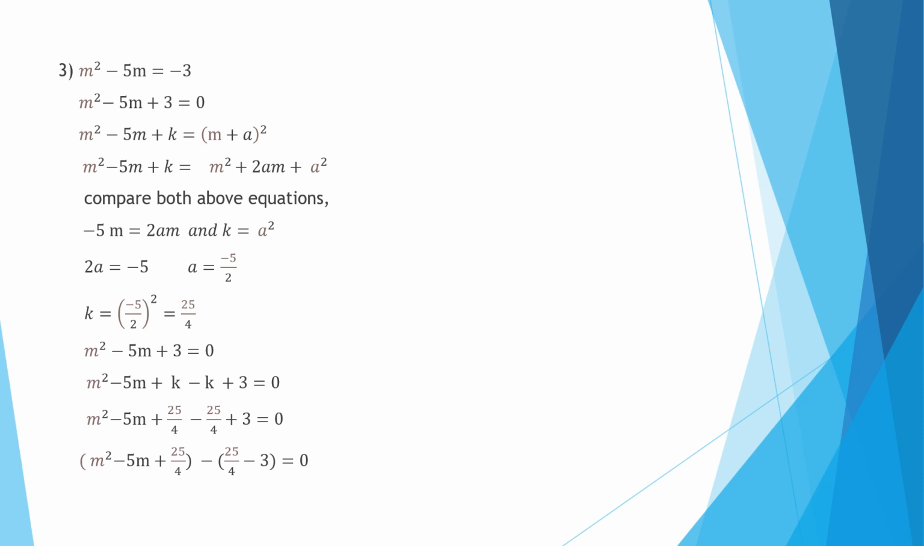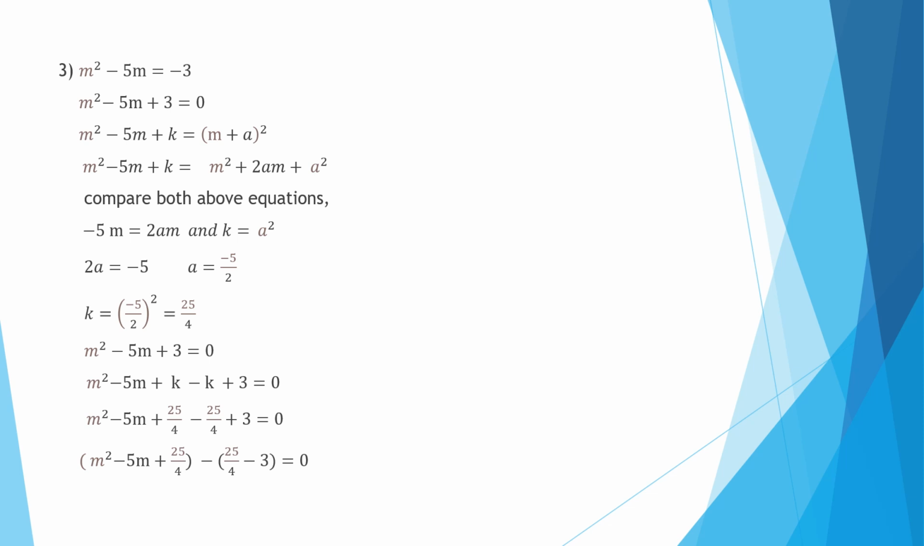So we solve this bracket: (m + a)² is equal to m² plus 2am plus a². Here we apply the formula (a + b)² is equal to a² plus 2ab plus b². So here we write (m + a)² is equal to m² plus 2am plus a². Then we compare both the equations. After comparing we get minus 5m is equal to 2am and k is equal to a².